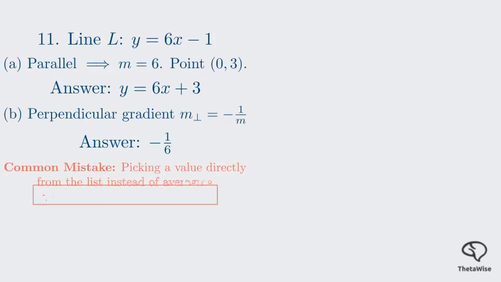A common mistake when finding the interquartile range is that students often pick a value from the list rather than averaging the two middle points of the quartiles if necessary. Always check the position.